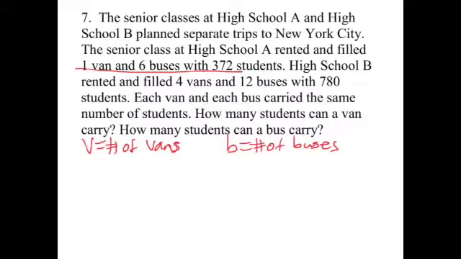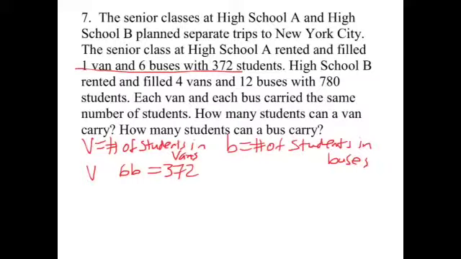So school A did 1 van, or just V, and then 6 buses, so 6B, and it came out to be 372 students. So 6 times the number of buses. Oh no, this is probably not right. Hopefully you notice the quick change that I made to what my variables mean.